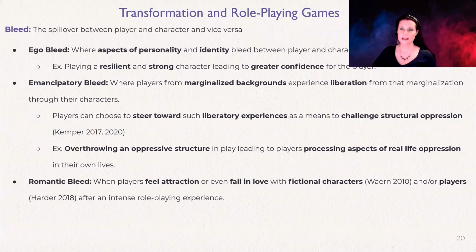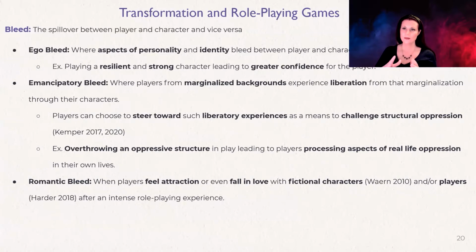Players can choose to steer towards these kinds of liberatory experiences as a means to challenge structural oppression, according to Janaea Kemper. So for example, if players want to steer towards this liberatory experience of emancipatory bleed, and they experience a lot of oppression and marginalization in their day-to-day life, perhaps overthrowing an oppressive structure in play might lead them to process aspects of their real life oppression in different ways in their own lives.